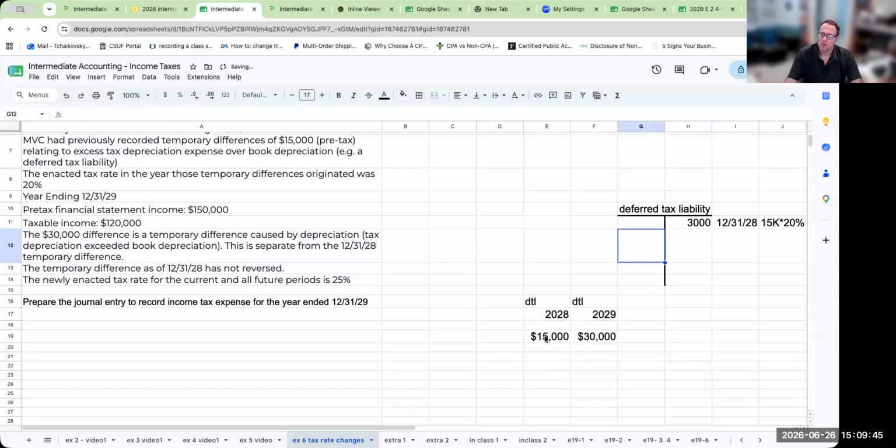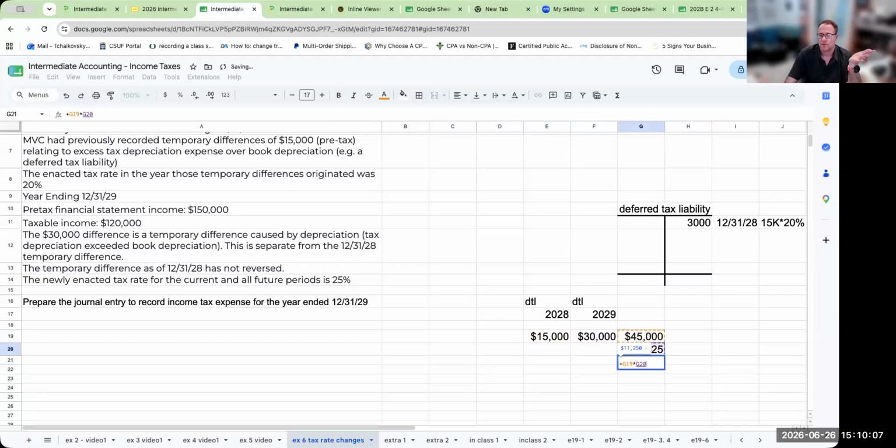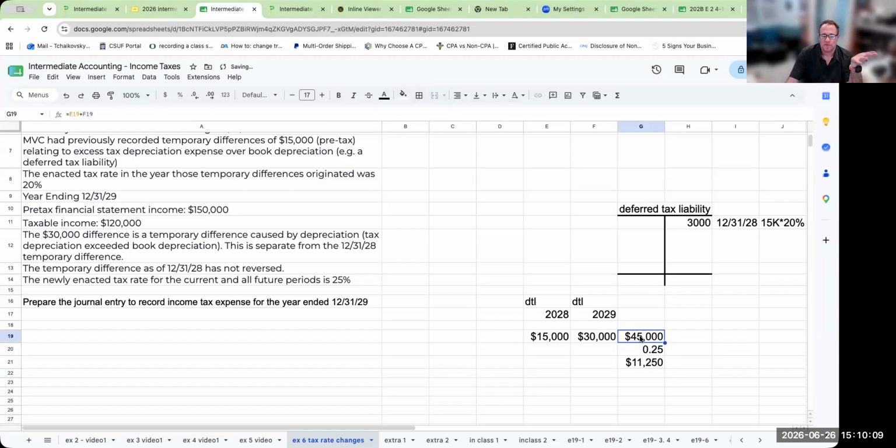Okay. So when we look at these deferred tax liabilities, in total, these are going to equal up to 45,000. So we know that our deferred tax liability at the very end of the period is going to have to be at 25% of the amount of 45,000. So my ending balance in this deferred tax liability is going to be 11,250. And again, where are we getting this from?